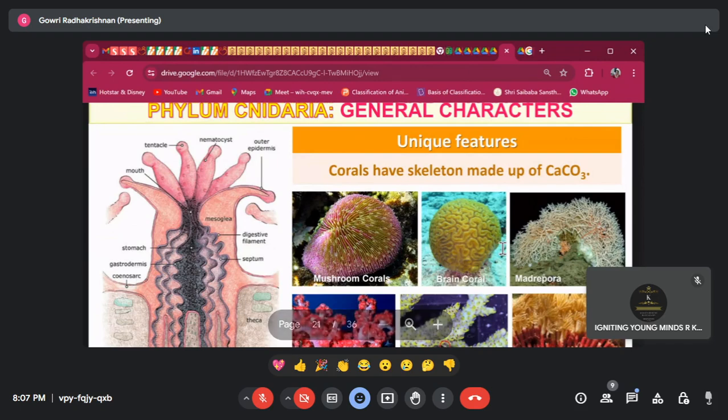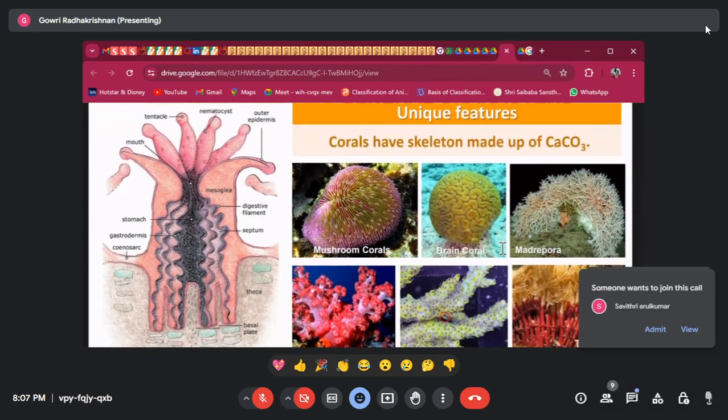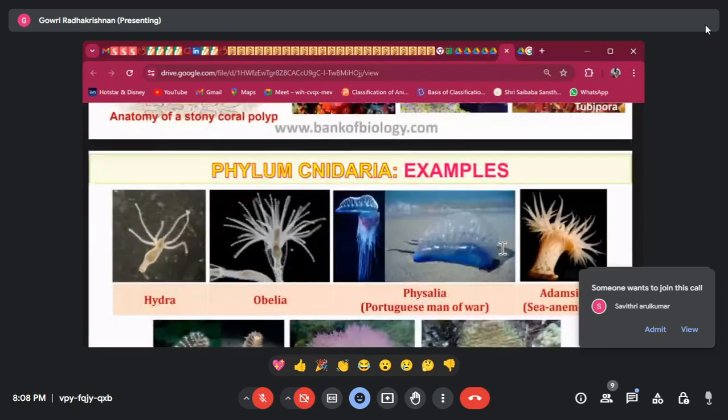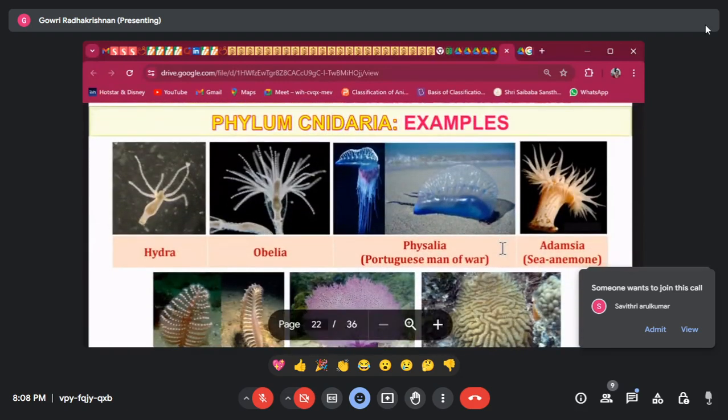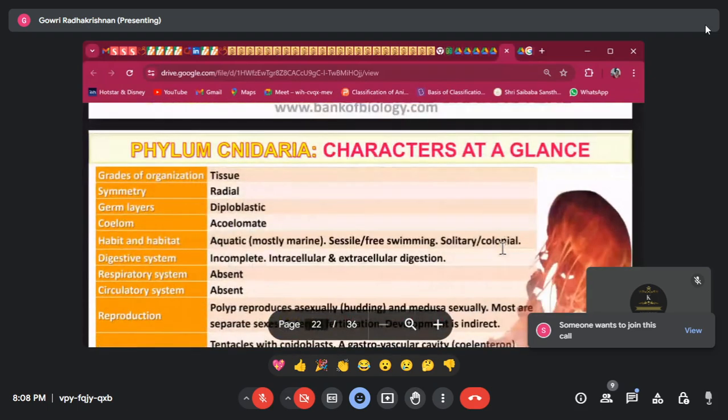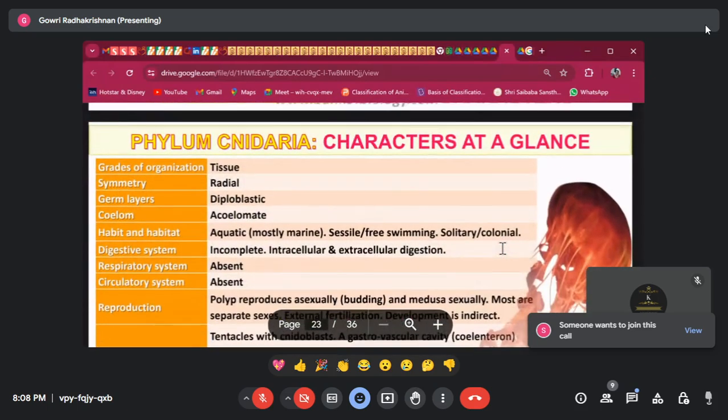What is a unique feature? Corals have skeletons made up of CaCO3, calcium carbonate. Okay. These are some examples: Hydra, Obelia, Adamsia, all this. Now, characters at a glance.